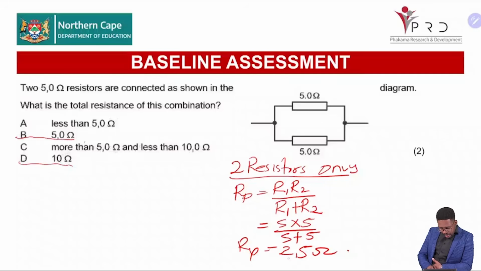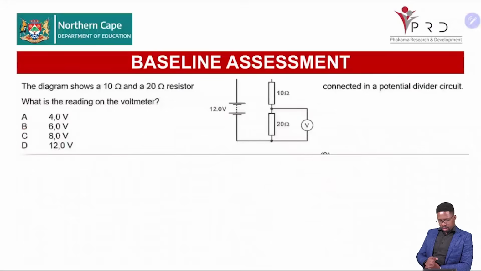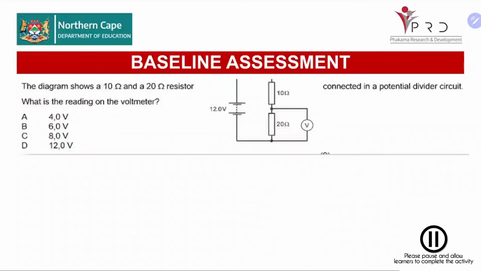You look at your answer. Our answer is 2.5 ohms. So 2.5 ohms will lean more towards option A, that our total resistance in this combination would be less than 5. You can also do this one in 2 minutes.